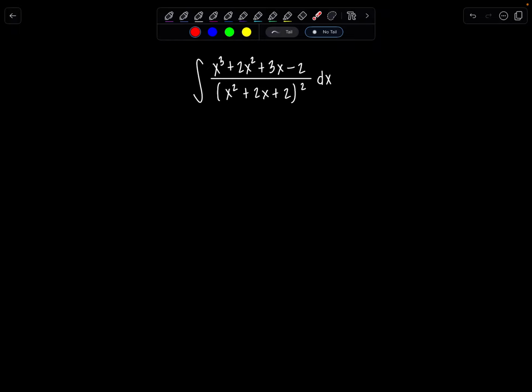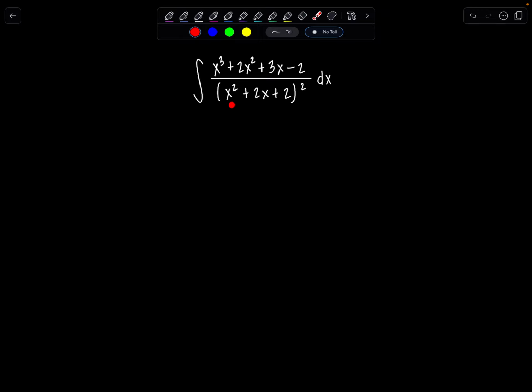So I'm looking at this. This is a rational function. The degree of the numerator is 3, and the degree of the denominator is 4, because we have x squared right here. So already I see that the degree of the denominator is higher than the degree of the numerator, which is a condition required in order to do partial fraction decomposition. And so I'm going to go in that direction.